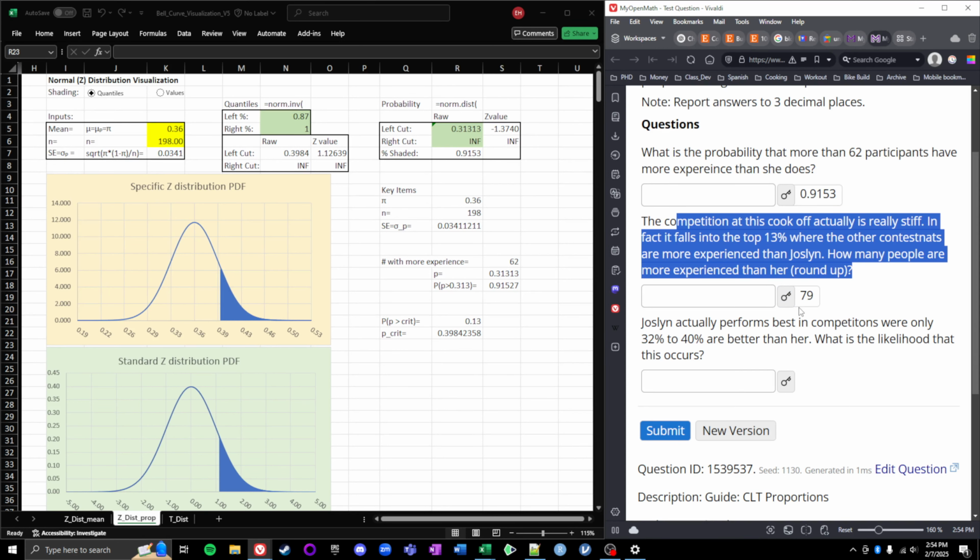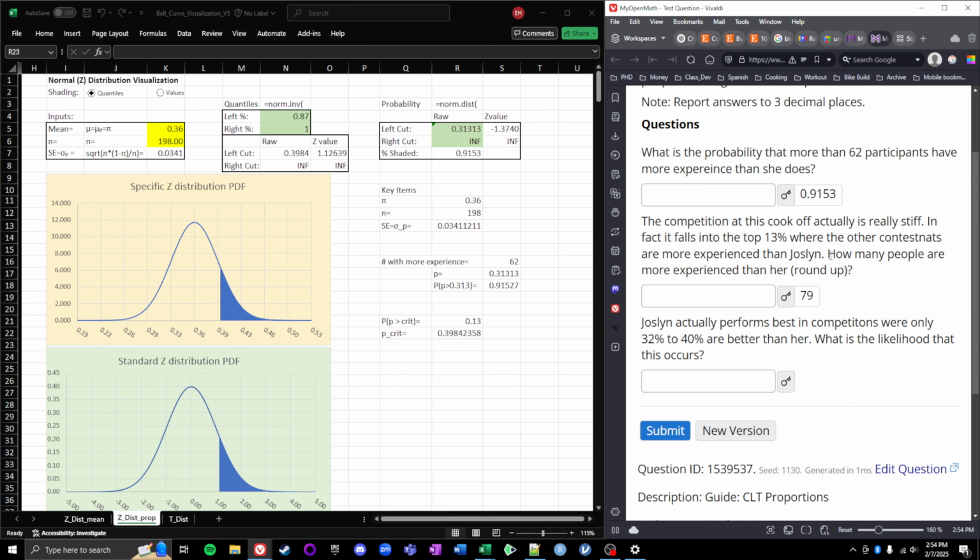But if we look at the answer over here, the answer is 79. If you look at it, it doesn't ask what's the percentage. It says how many people are more experienced than her, and we need to round up. So we'll say number with more experience. The only thing we really have to do is take this sample proportion and multiply it by the sample size we're dealing with. This 198, that's our sample size. When I multiply those together, I get a partial number, and then it says, remember to round up.